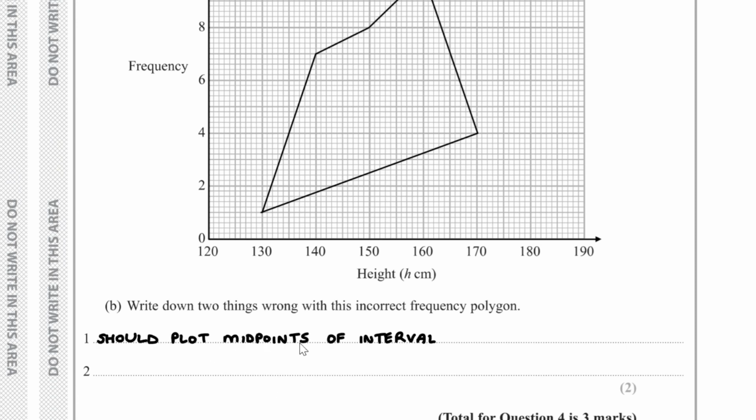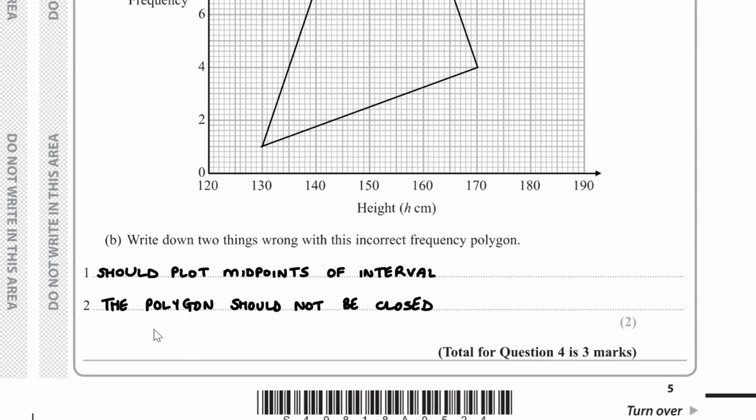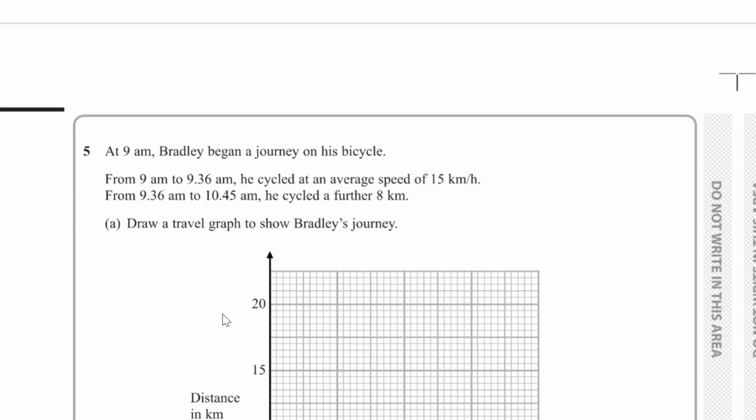So we should be plotting the midpoints of the interval, and the other thing that's wrong is this line over here closes the endpoints, and we should not be doing that. So the polygon should not be closed.